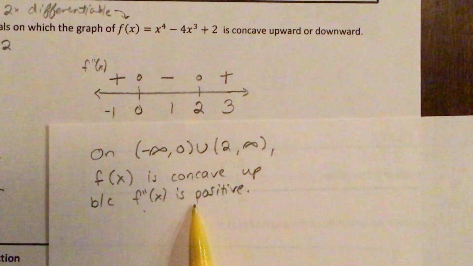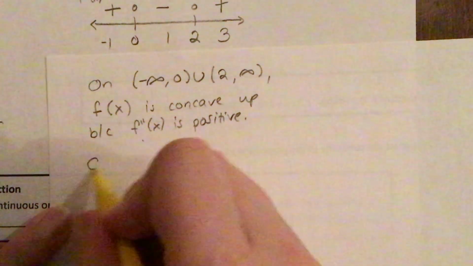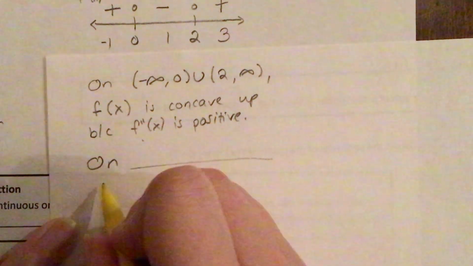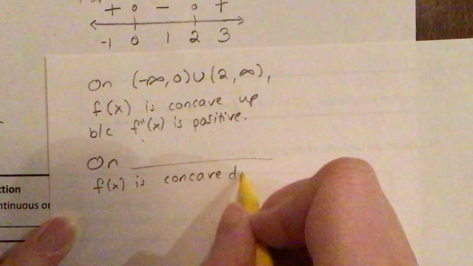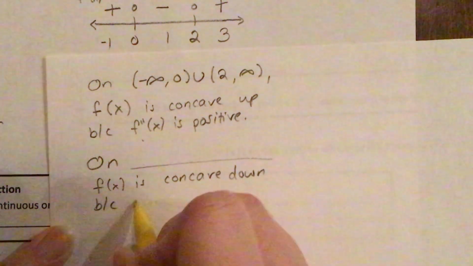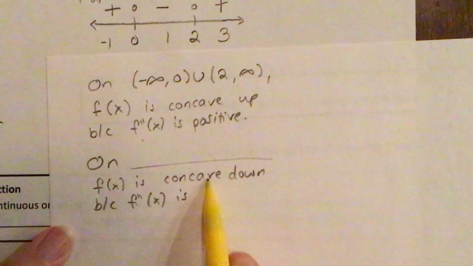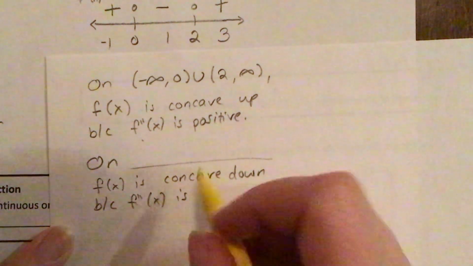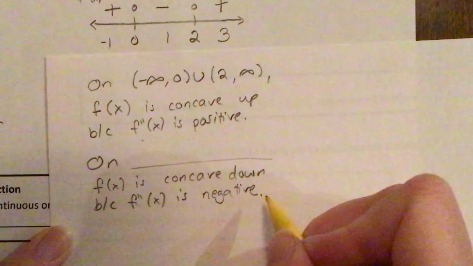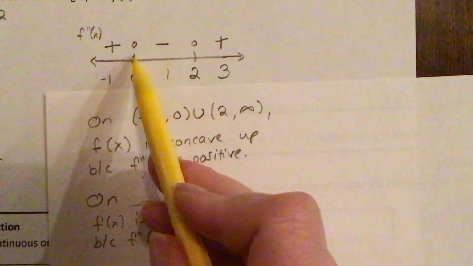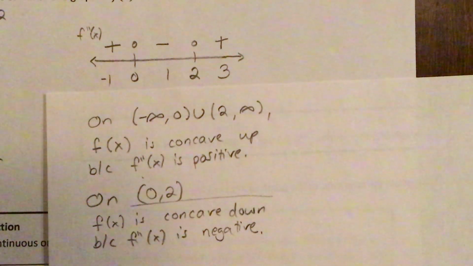What's your reason? And how I actually write those sentences is I start with on, and then I leave a blank, and I say f of x is concave down because f double prime of x is, well, how do we know f of x is concave down? Well, when f double prime is negative. And then I look back at my work, and my work says that f double prime is negative between 0 and 2. There it is. You are done with your reasoning on there.